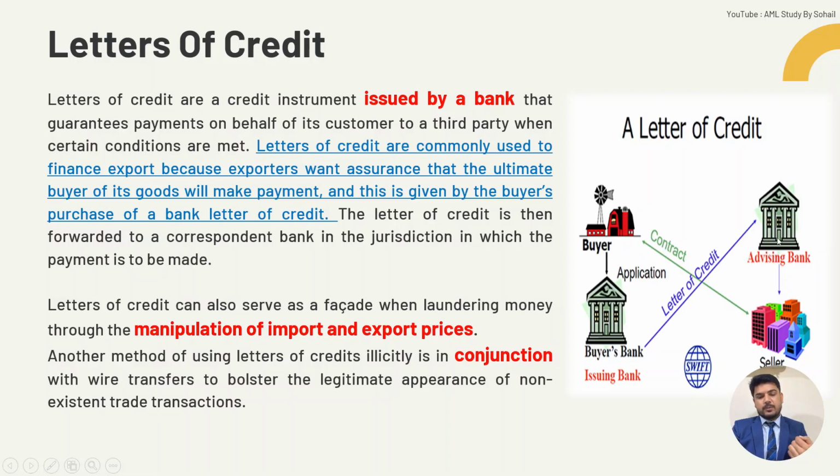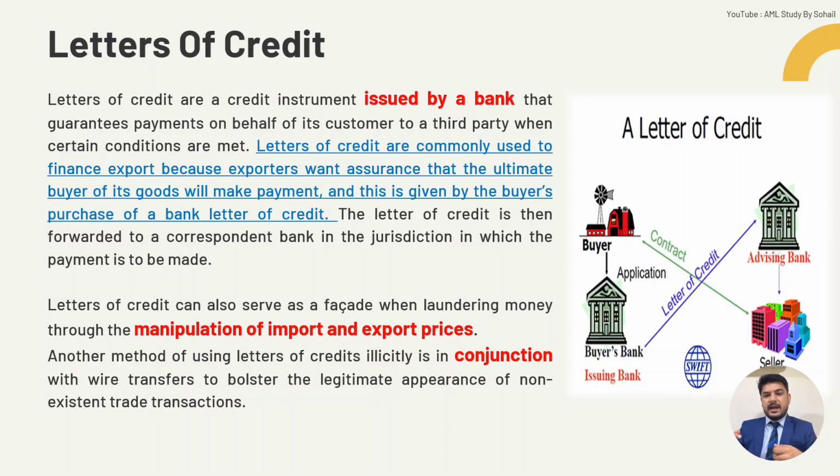Actually, there is a contract between buyer and seller, and the letter of credit is issued from the side of the buyer's bank to the advising bank, meaning the exporter's bank. A letter of credit can also serve as a facade when laundering money through the manipulation of import and export prices. So how can a letter of credit affect money laundering? How can it also affect AML CFT laws?